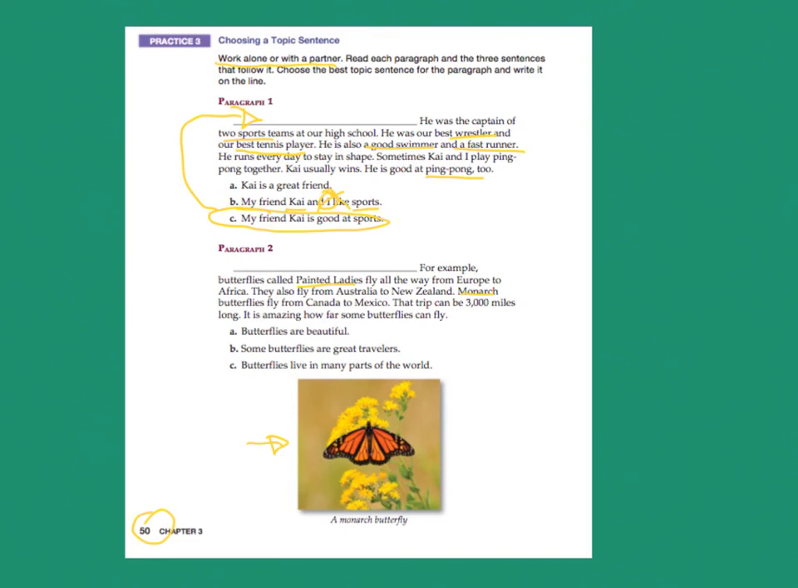What is the best topic sentence? Butterflies are beautiful? No, it doesn't talk about how they look at all. Some butterflies are great travelers. That sounds like a good choice. How about C? Butterflies live in many parts of the world. Well, it talks about where they travel to, but not exactly where they live. So for me, the best choice is going to be B. Some butterflies are great travelers.